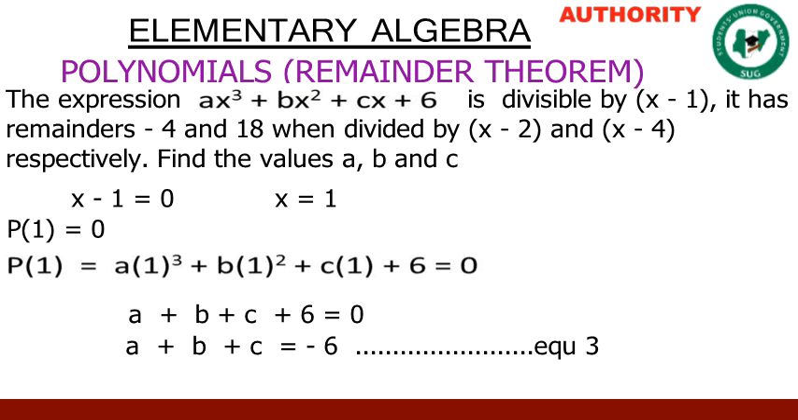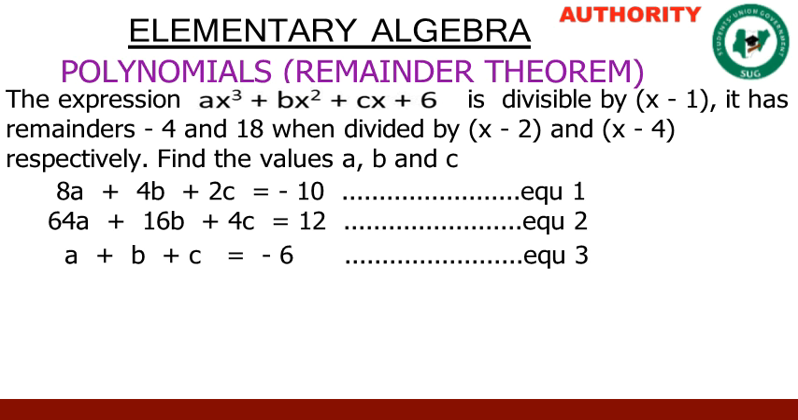Alright, now let's go. We discover that our first equation says 8a plus 4b plus 2c is equal to minus 10. And then our second equation says 64a plus 16b plus 4c is equal to 12. And then our third equation says a plus b plus c is equal to minus 6. Alright, good. Please permit me to reduce equation 1 and equation 2 to their lowest term.